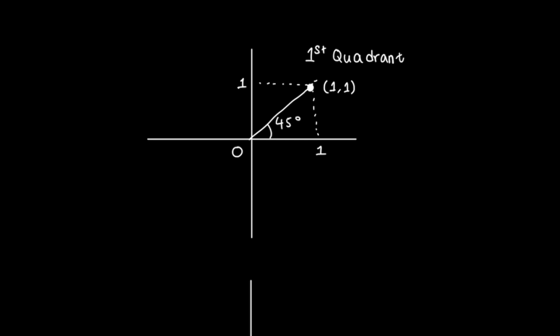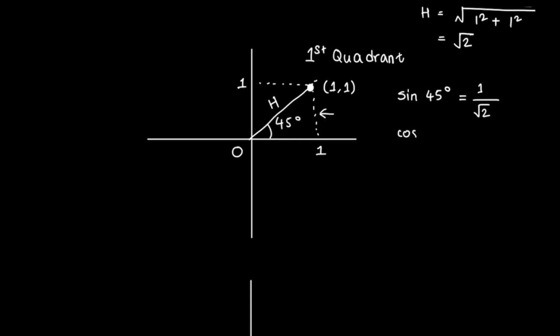What will be the sine, cosine, and tan for 45 degrees, which is in the first quadrant? Sine 45 degrees would be opposite by the hypotenuse. The opposite is this one, which is 1. And the hypotenuse, you can calculate as root of 1 squared plus 1 squared, which is root 2. So sine is 1 over root 2.